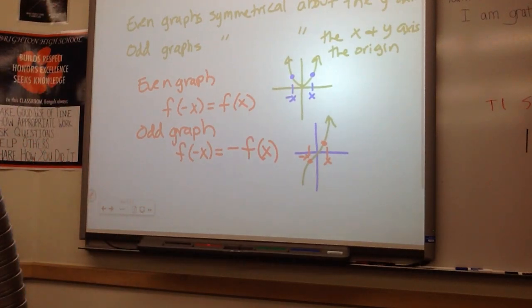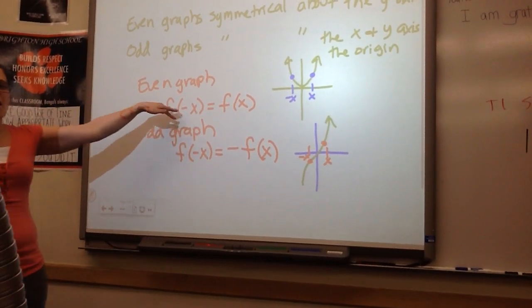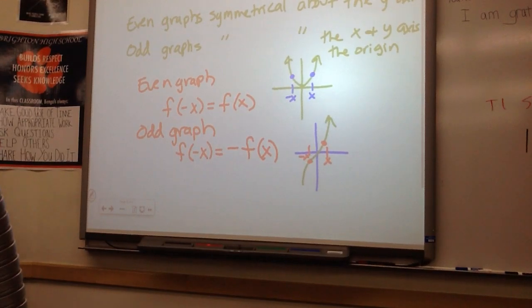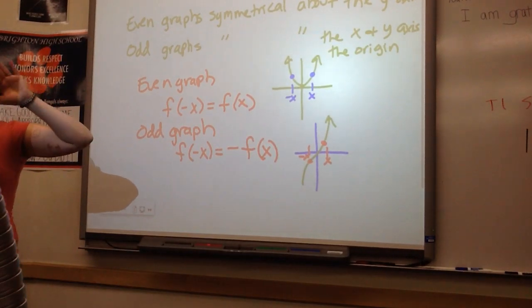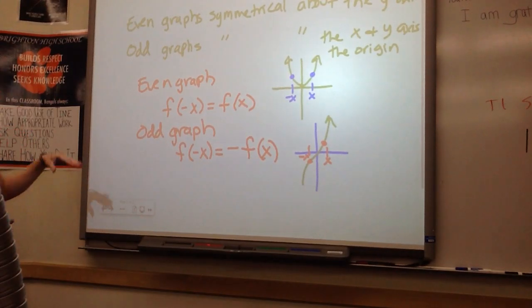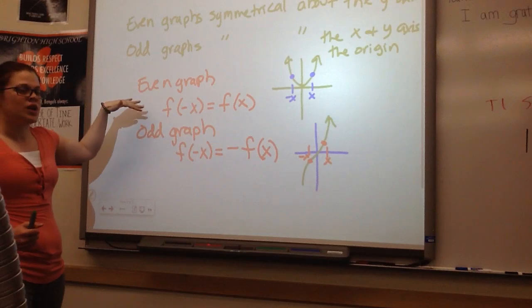So you can always check to tell if a graph is even or odd by plugging in negative x and seeing if you come up with the same equation, or if you come up with the exact opposite equation. Okay? Now our trig functions have even and odd properties with them. You also have the option that it's neither of them, right? That's totally a thing. But all of your trig functions originally, without any transformations, are either even or odd. So the only ones that are even are your cosine graphs.